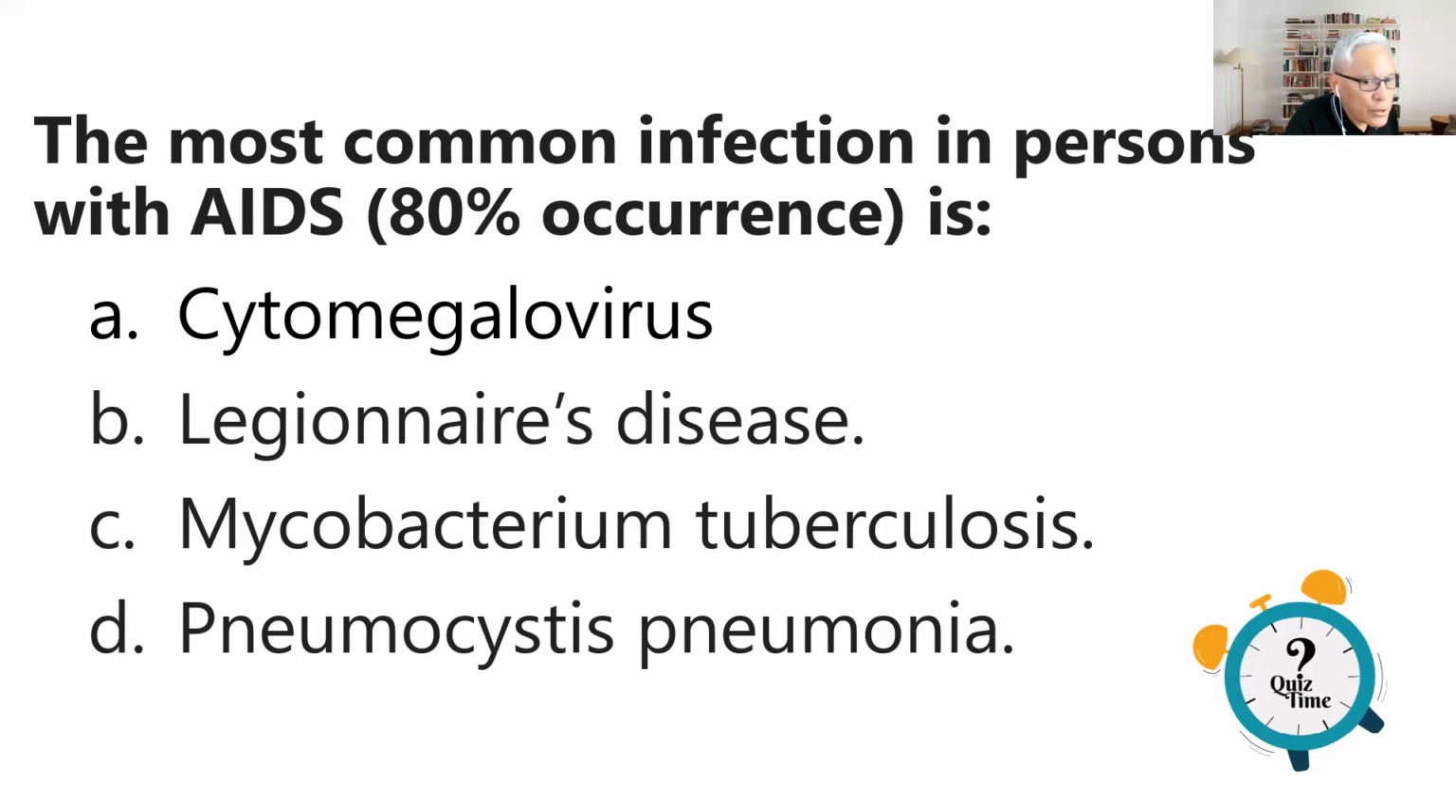Okay, so the correct answer is letter D, pneumocystis pneumonia. Actually, it can affect almost 80% of individuals that are infected with AIDS. All the others, like cytomegalovirus, Legionnaires' disease, and mycobacterium, are not as common as pneumocystis jirovecii pneumonia.